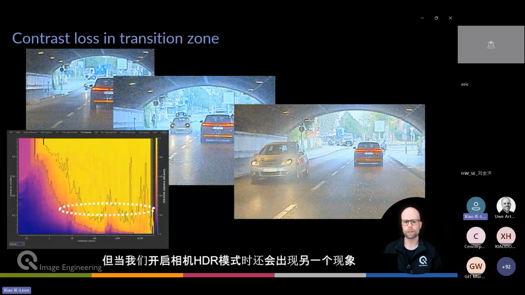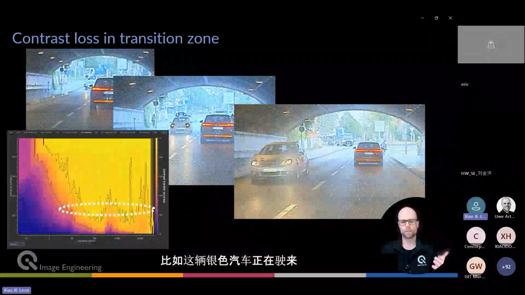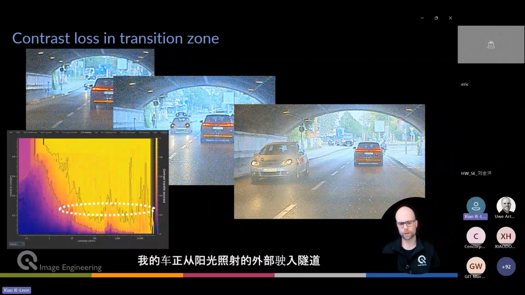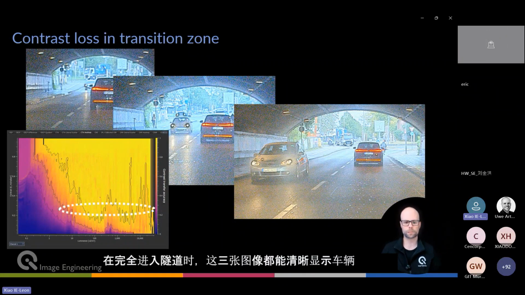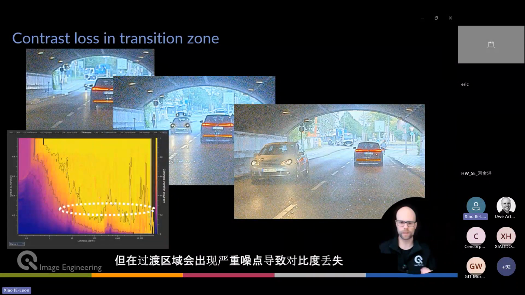But then we also have an effect, especially when we have HDR modes in a camera. So you see the silver car approaching my car that I'm driving from the sunny outside into the tunnel. And when I see these 3 images, when it's completely in the tunnel, I can see the car quite well. And if it's outside, I can see as well. But in the transition zone, it happens that it gets very noisy and I lose the contrast.